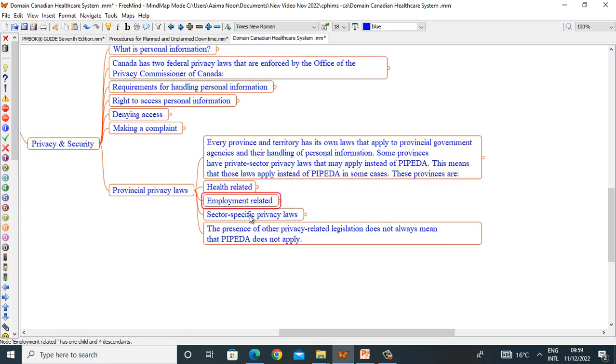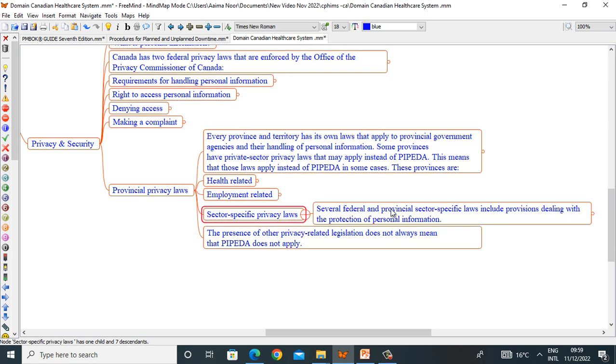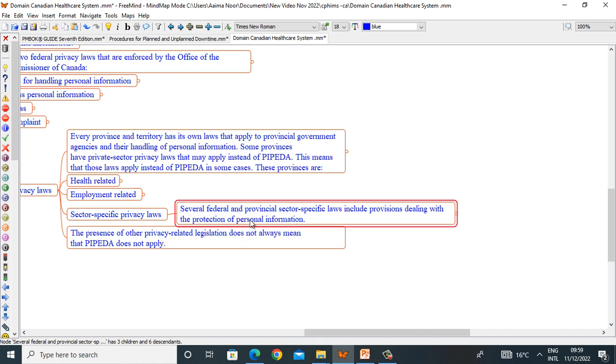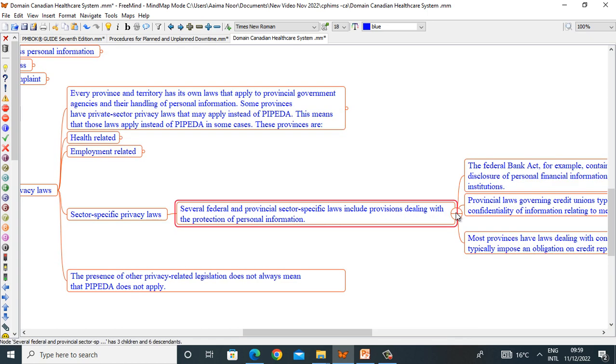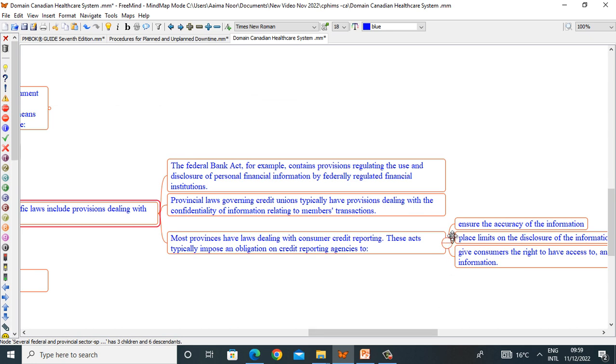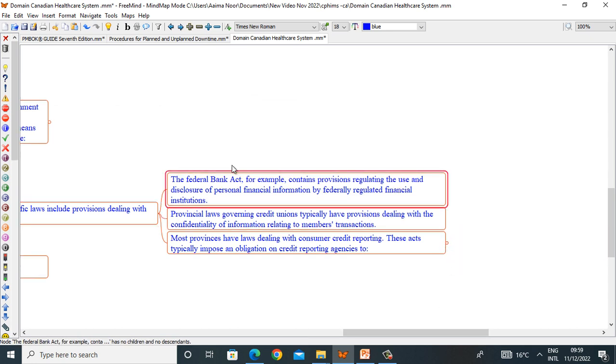Now let's see sector specific privacy laws. Some federal and provincial sector specific laws include provisions dealing with the protection of personal information. The federal Bank Act, for example, contains provisions regulating the use and disclosure of personal financial information by federally regulated financial institutions. Provincial laws governing credit unions typically have provisions dealing with the confidentiality of information relating to members' transactions.